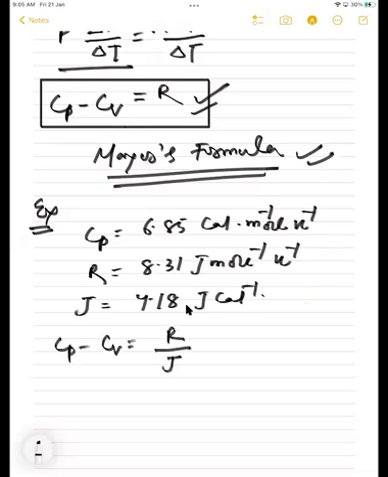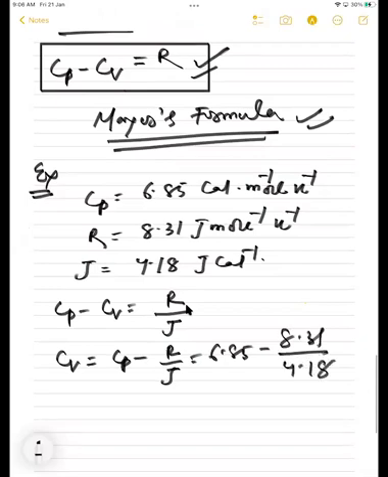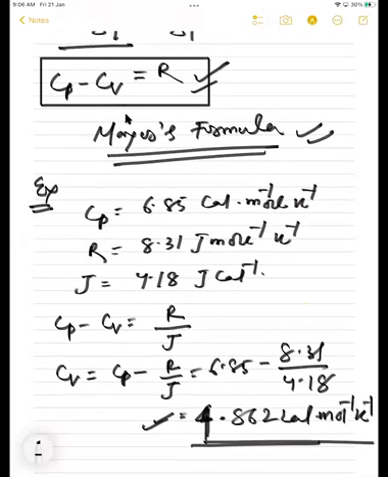If I convert into calorie using the mechanical equivalent, I can write R by J. So we can write Cv is equal to Cp minus R by J. That is equal to 6.85 minus 8.31 divided by 4.18. So how much is that? Approximately Cv is equal to 4.862 calorie mole inverse Kelvin inverse, correct? Yes or no, students? You got an idea about Cp, Cv and R?